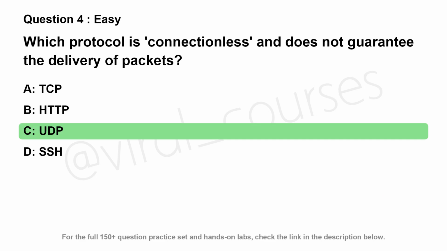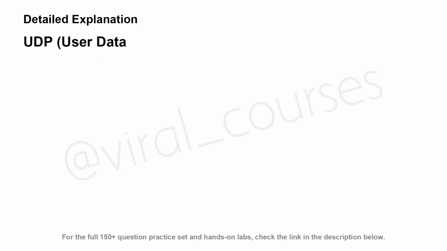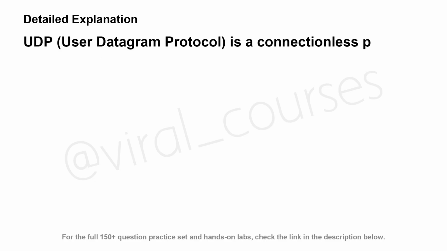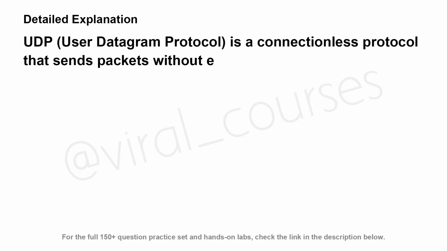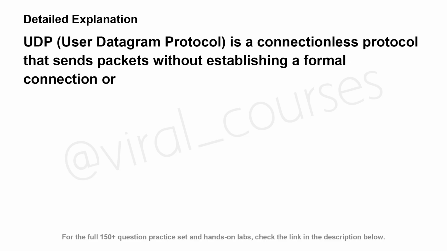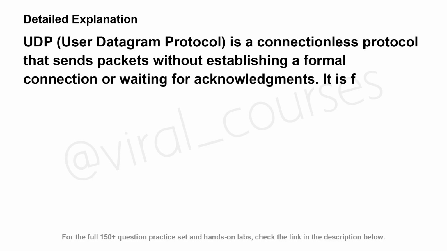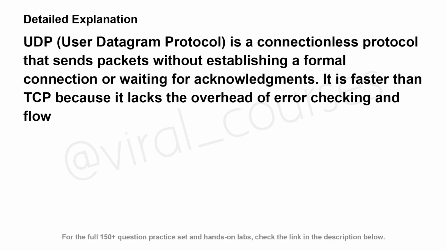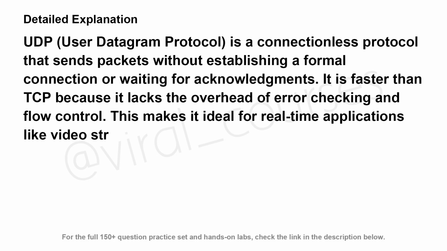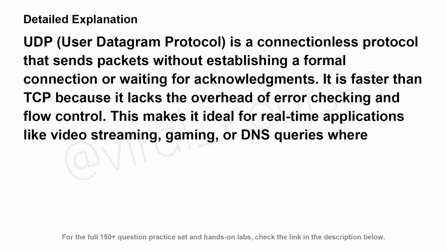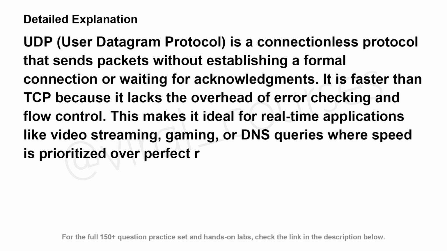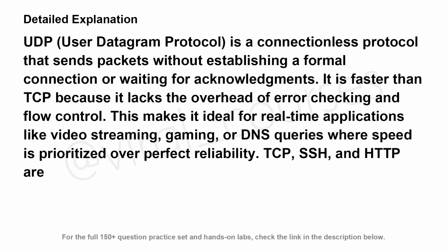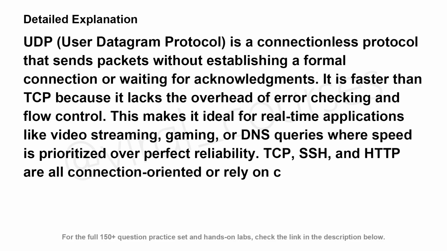The correct answer is C. UDP, User Datagram Protocol, is a connectionless protocol that sends packets without establishing a formal connection or waiting for acknowledgements. It is faster than TCP because it lacks the overhead of error checking and flow control. This makes it ideal for real-time applications like video streaming, gaming, or DNS queries where speed is prioritized over perfect reliability. TCP, SSH, and HTTP are all connection-oriented or rely on connection-oriented protocols.